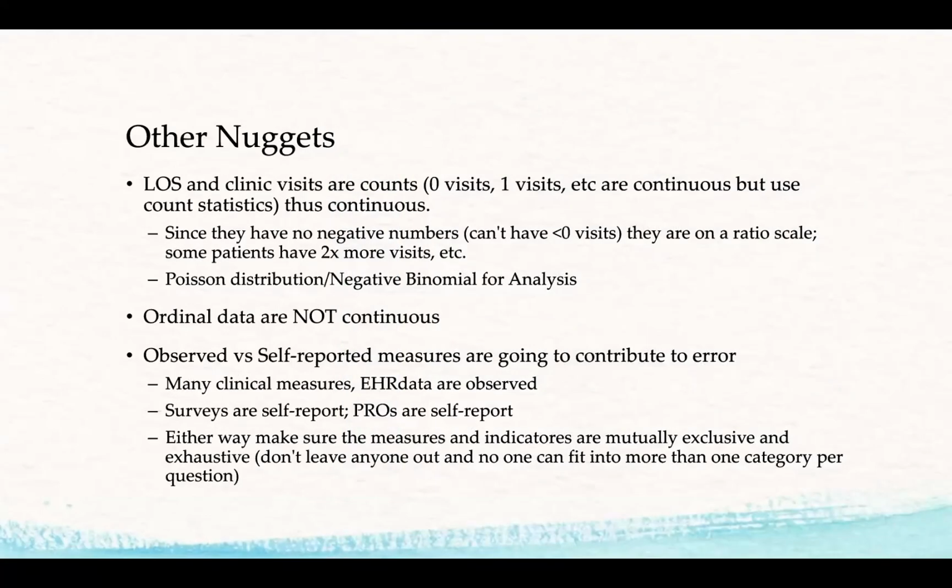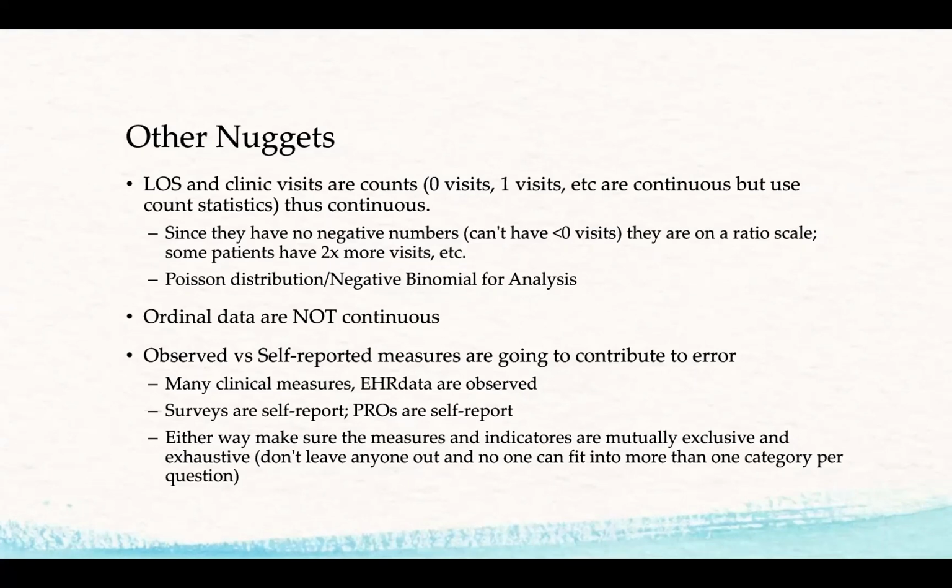And then I call this other nuggets because these are just some rules of thumb that I don't want you to forget, but more likely you'll use these as references. So length of stay and clinic visits are counts. And then this is what you would use for analysis. We'll get to that later in the semester, but I wanted to make sure that you have that. But essentially, when you think about these, there are no negative numbers. Blood pressure can't be negative, for example, and neither can your weight. Ordinal data are not continuous.